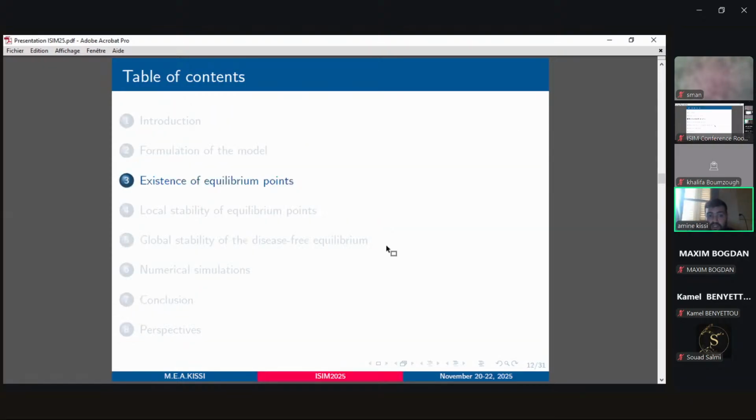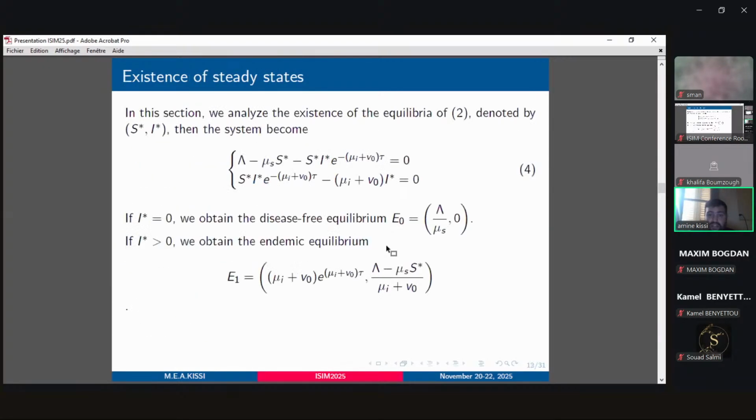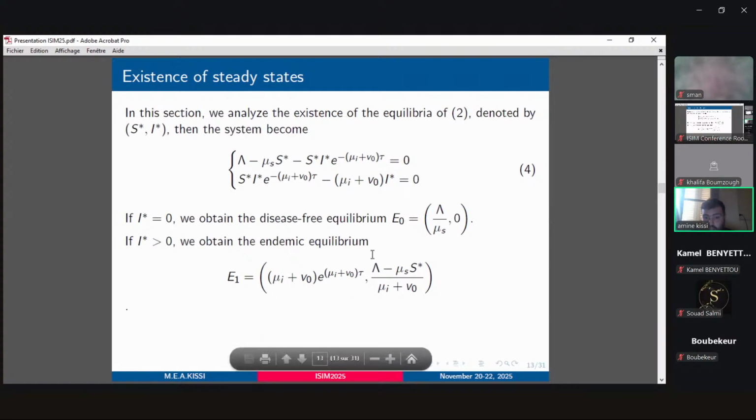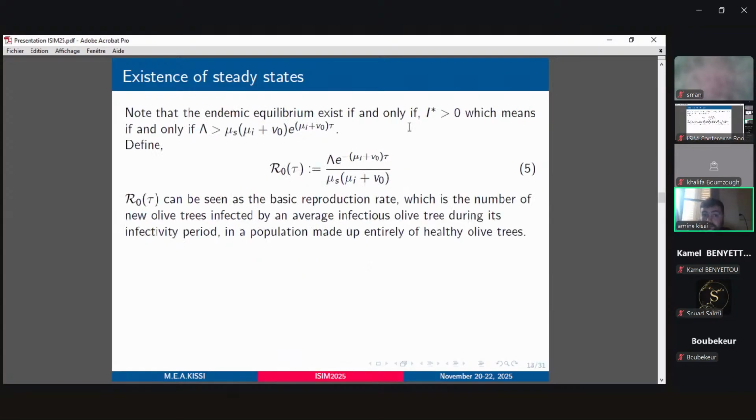Let's move on to the existence of equilibrium points. We see that we have two equilibrium points. The first one is when we don't have the infection, I star equals 0, and we get the disease-free equilibrium. And the second one, the endemic equilibrium, is when we have I star positive. We know that I star must be positive, so the endemic equilibrium exists if and only if lambda is greater than this term. So let's define R0 of τ as this formula, and this R0 of τ can be seen as the basic reproduction rate.